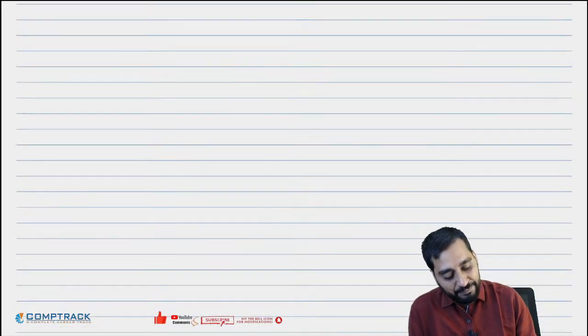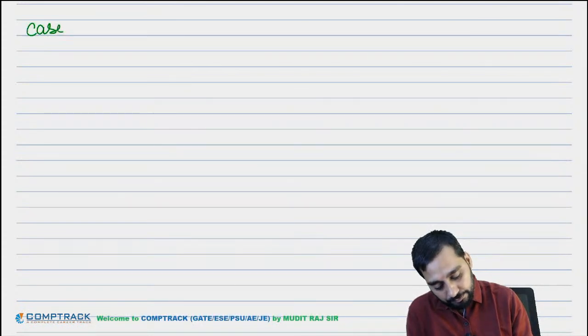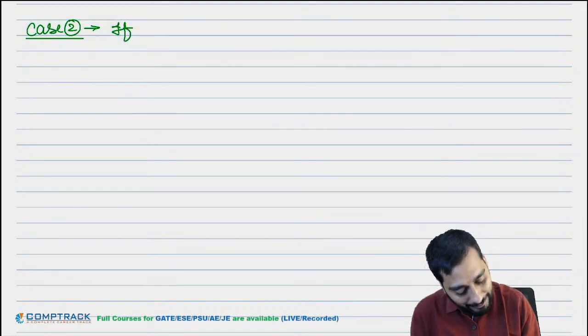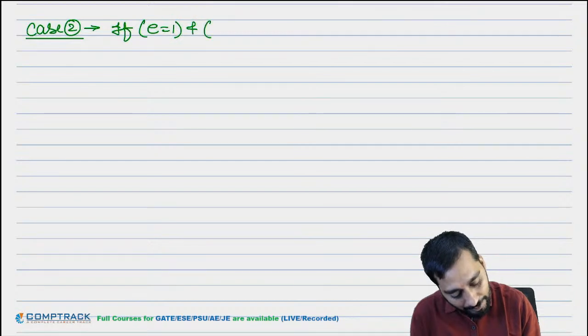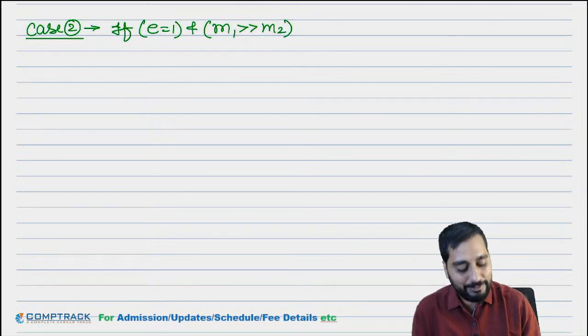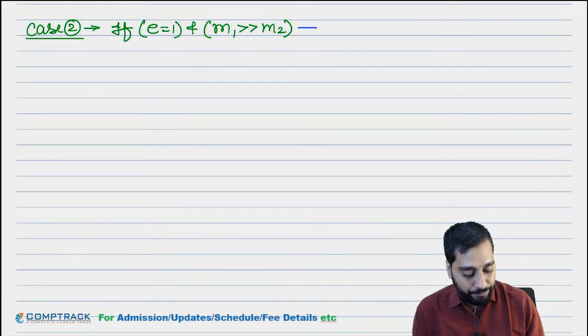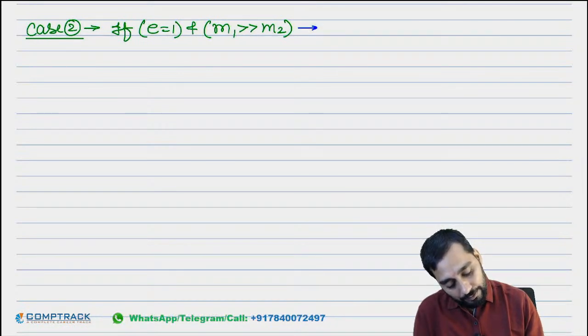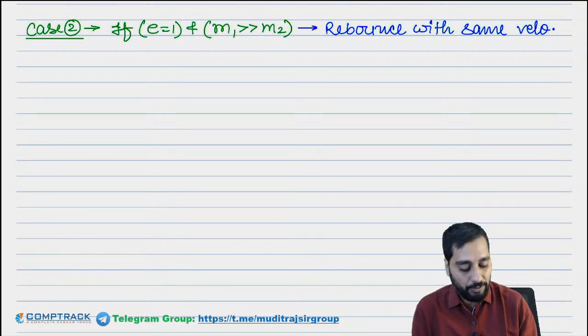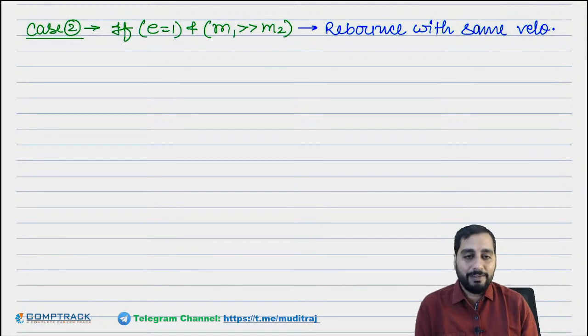Second case, case 2. If we are considering a perfectly elastic collision with e equal to 1, and mass, let's say m1 is very, very larger than m2, then body 1 rebounds with the same velocity. Okay, so let us consider here, let's say this is a ball and this is the earth.